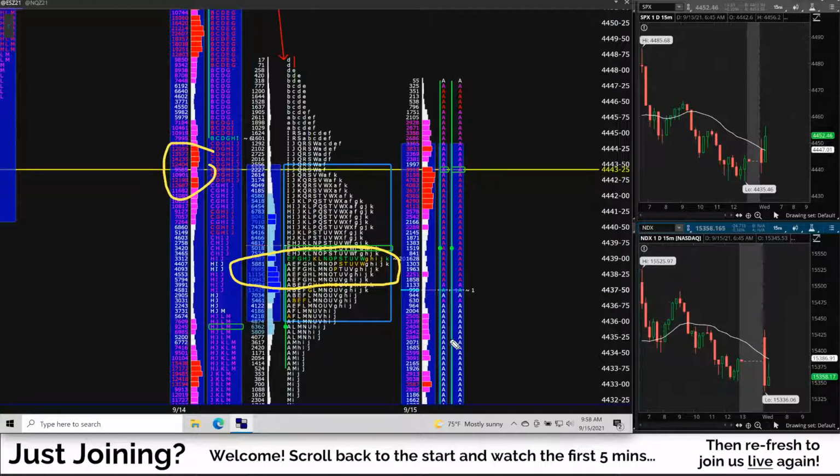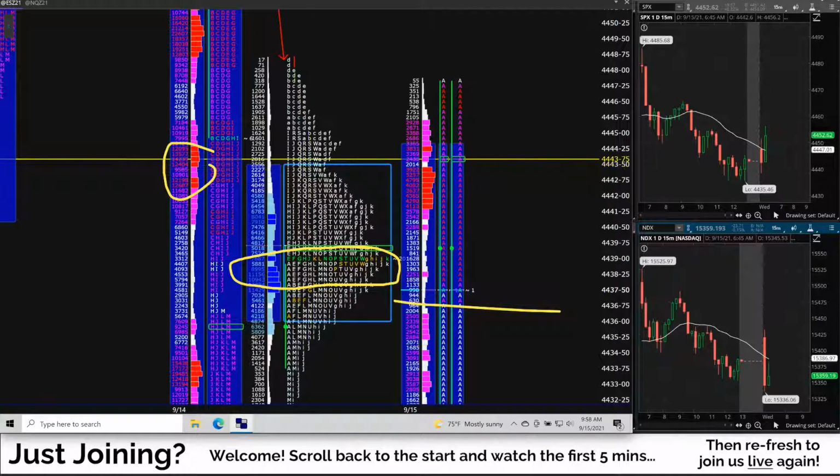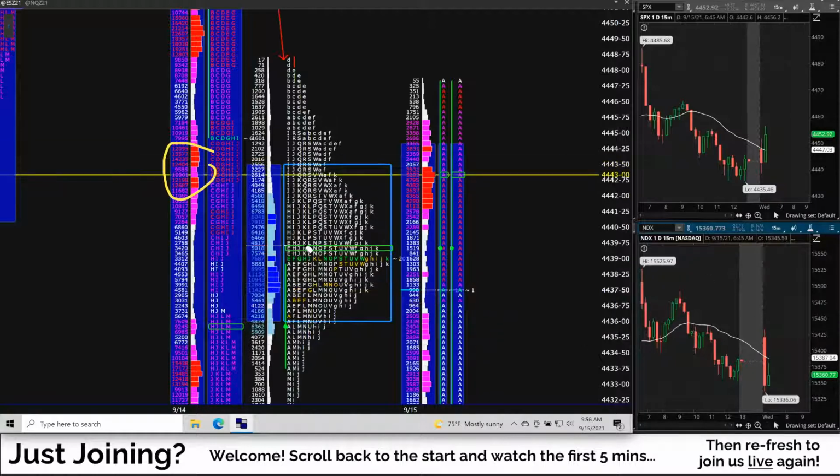So it's okay to get into trades. You just got to know what you're risking, how much you're going to lose if you're wrong about your premise.